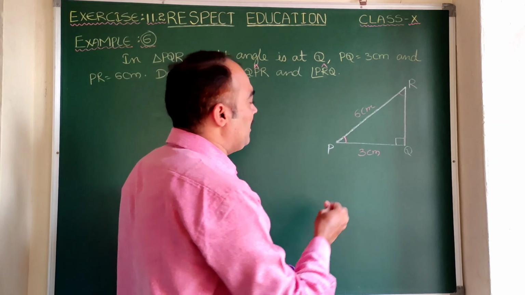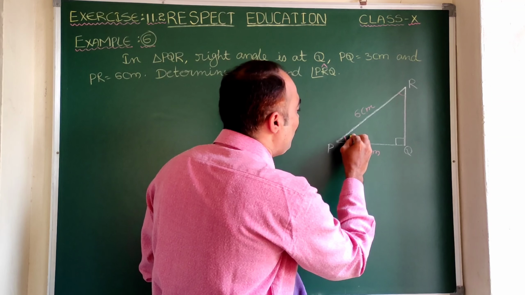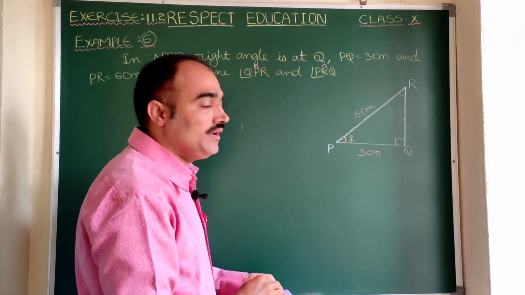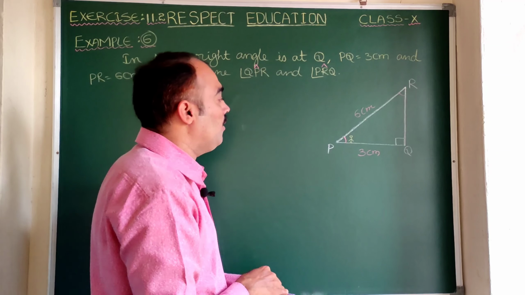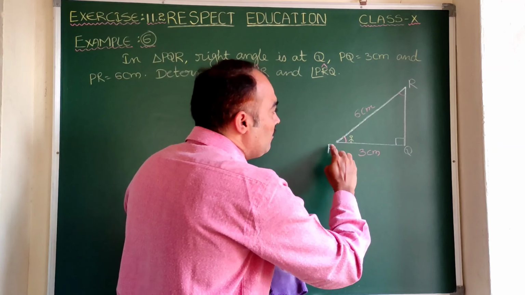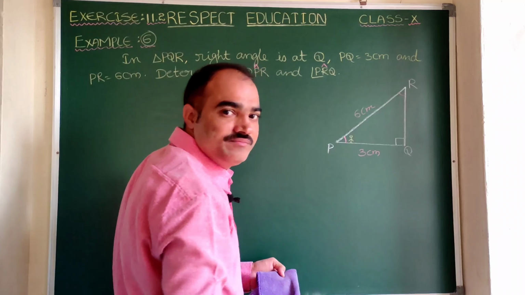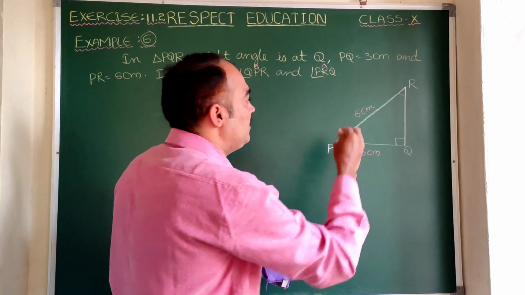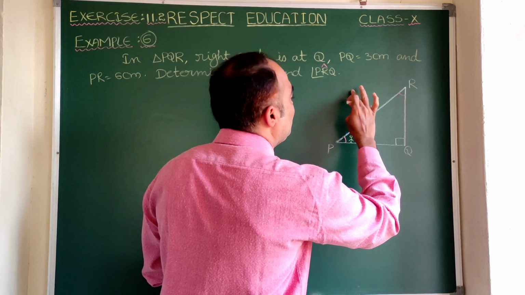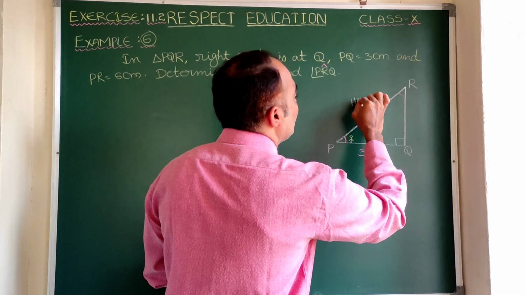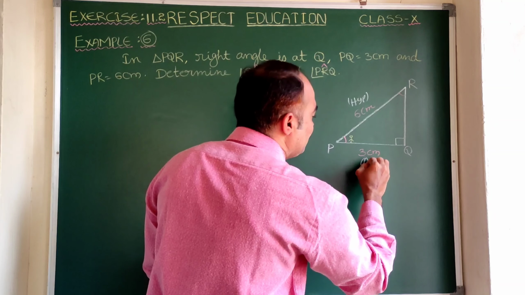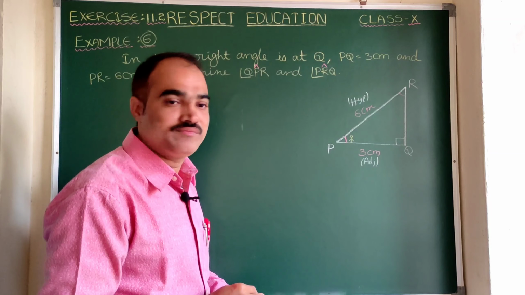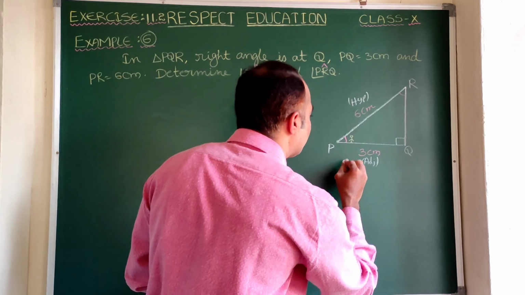Here you just imagine that you are standing at P. Where are you now? Standing at P. Now for P, what is this PR? Hypotenuse. What is PQ? Adjacent side. So here I am writing this is hypotenuse and this is adjacent side. Which trigonometric ratio is applicable here? Cos theta. Let us apply cos theta.